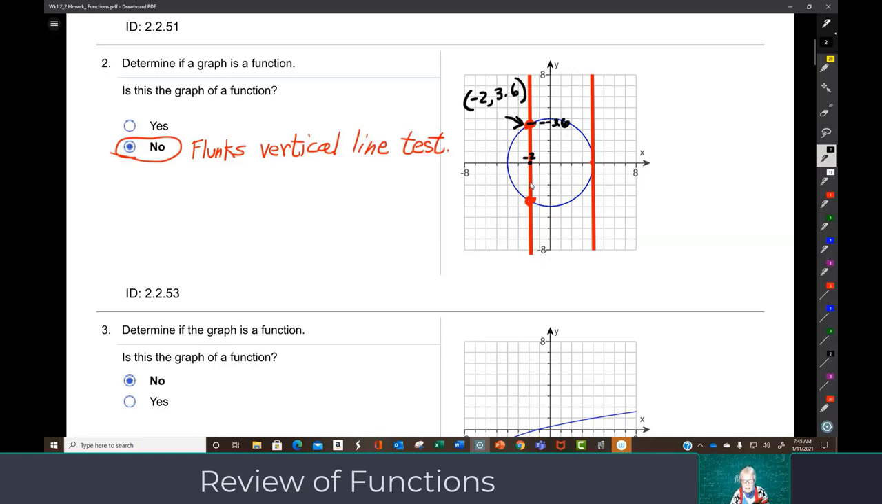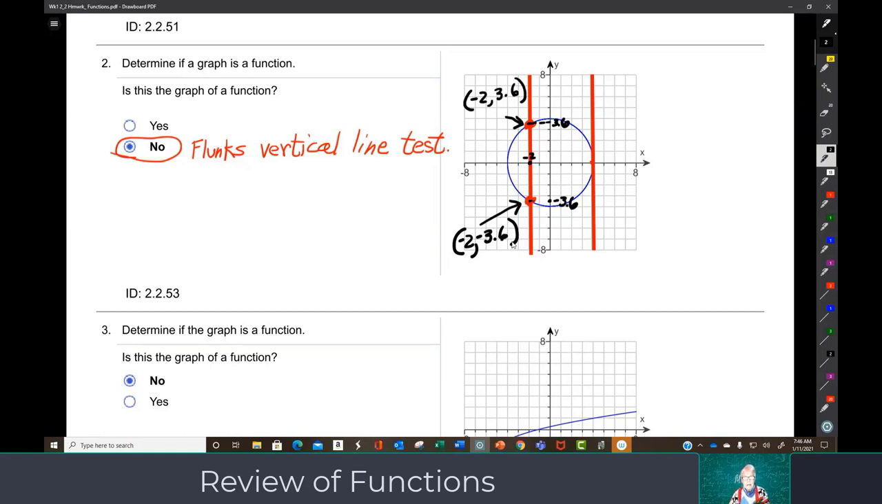Aha, but negative 2 is also being paired with, maybe I should have said 3.5, but let's keep it up. I'm going to say negative 3.6. Negative 2 is also being paired with negative 3.6. This is a problem.